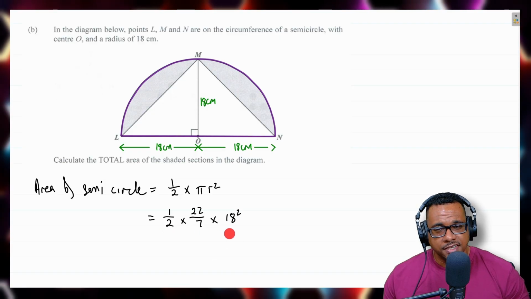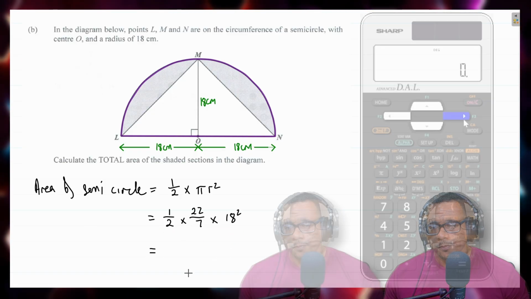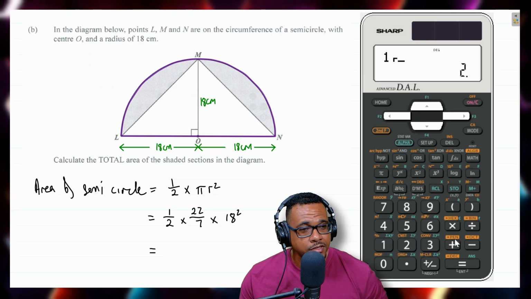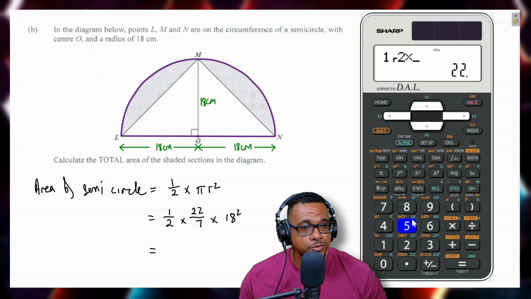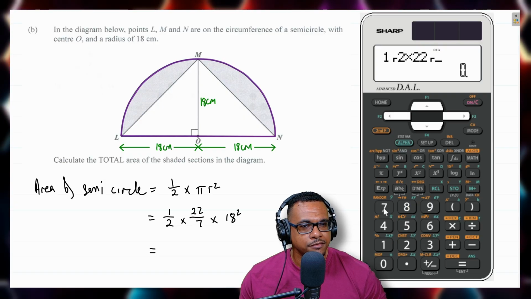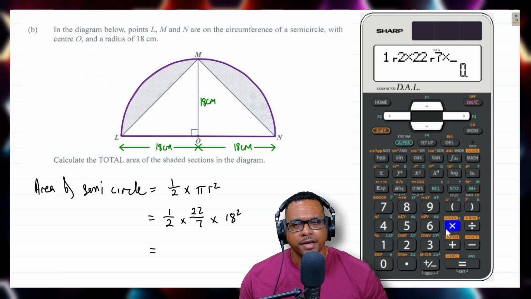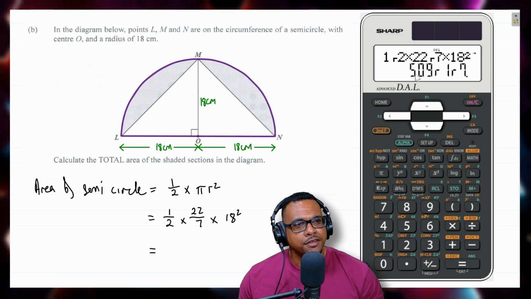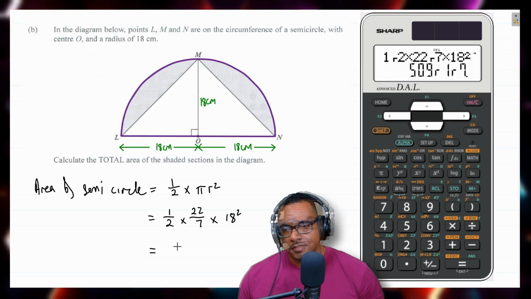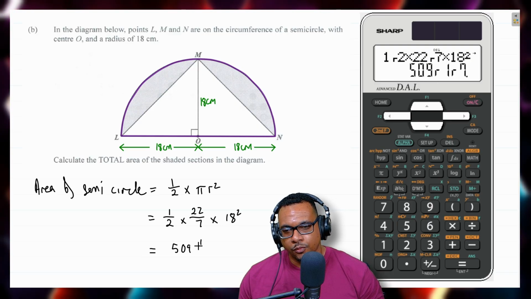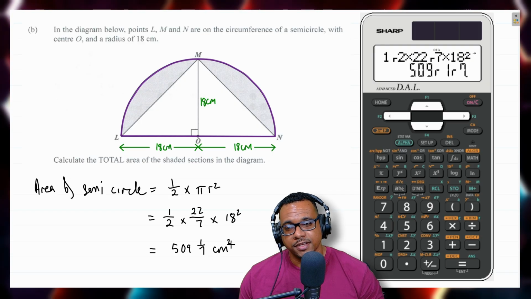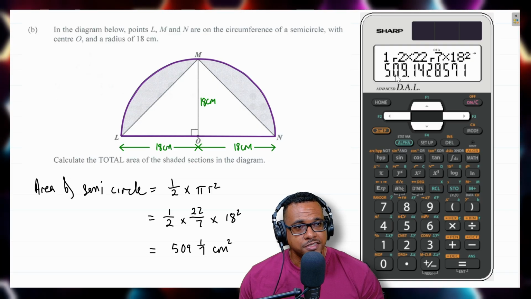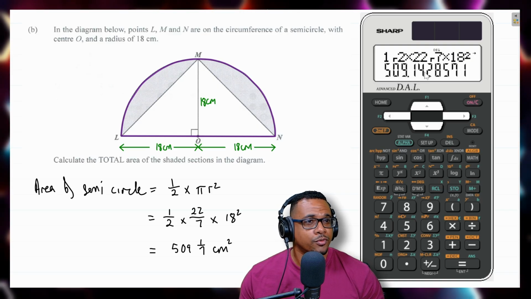Now again, we can put all this into the calculator and work it out. So we're going to have a half, so 1 over 2 using the fraction button, multiplied by 22 over 7, multiplied by r squared, so that's 18, press the x squared button to square it, press equal, and we get 509 and 1/7. So I'm going to write 509 and 1/7 centimeters squared. Now as a decimal, all I have to do is press the fraction button, and it converts it into a decimal, which is 509.14, and so on.